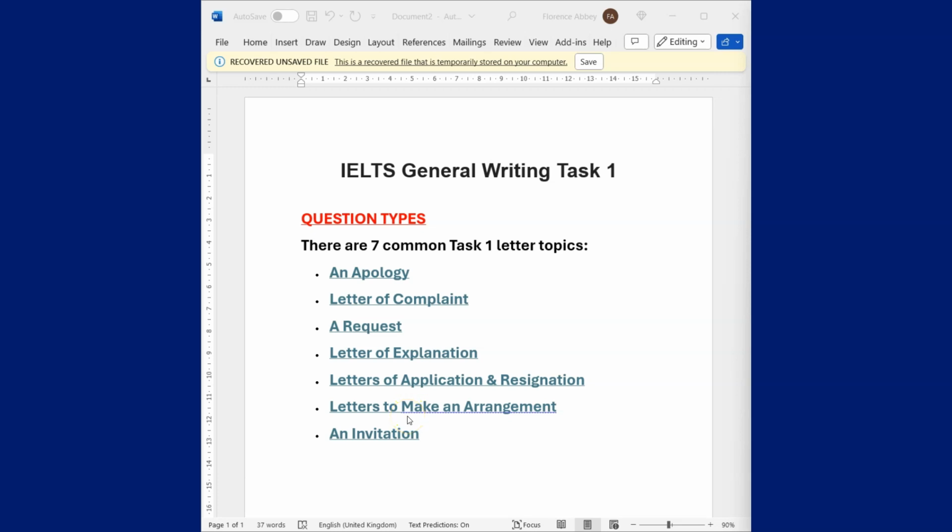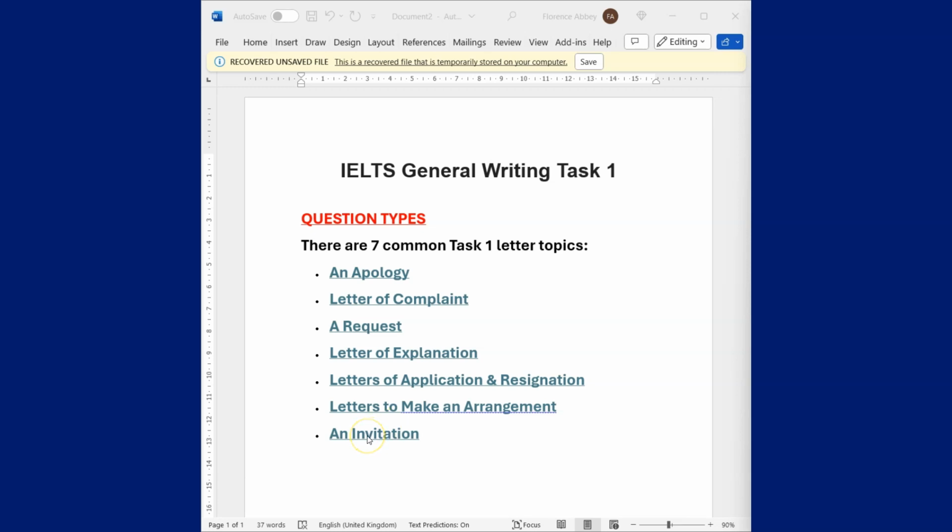The next type is a letter to make an arrangement, and that is a futuristic type of letter because you are trying to plan ahead of time. You are trying to make an arrangement. There is something that you have to do in time to come, but you don't want to get locked down or be caught unprepared when that time comes. So you want to make an arrangement towards that time so that you can prepare yourself very well for it.